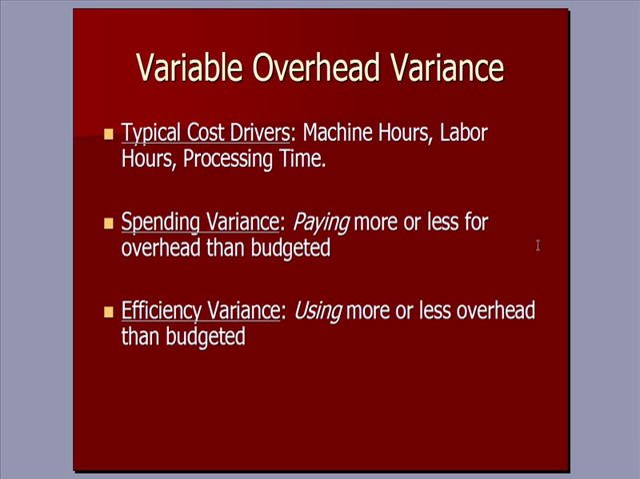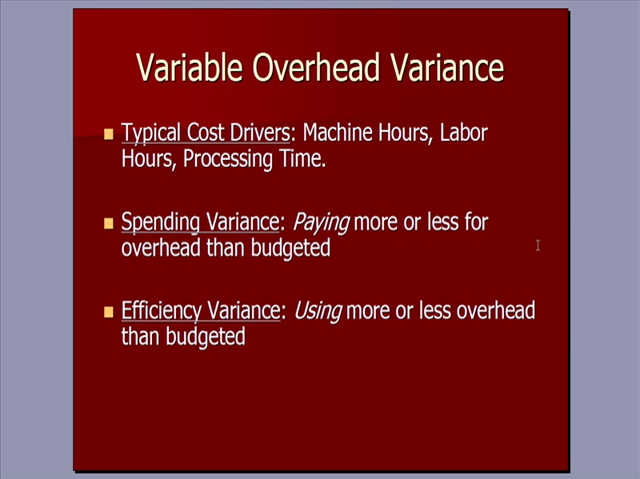Let's go back to the very beginning. Overhead is defined as costs that cannot be directly assigned to a product. You can think about home office costs for a company that can't be assigned to the product or service that you're delivering. We have some overhead costs that are variable. We have some that are fixed. Let's talk about variable first.